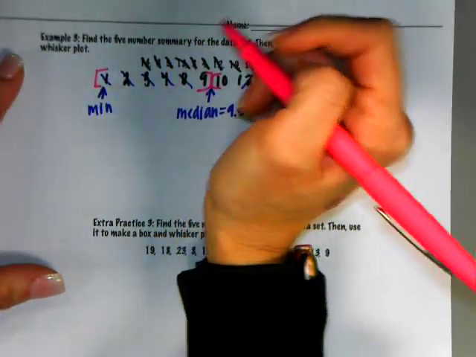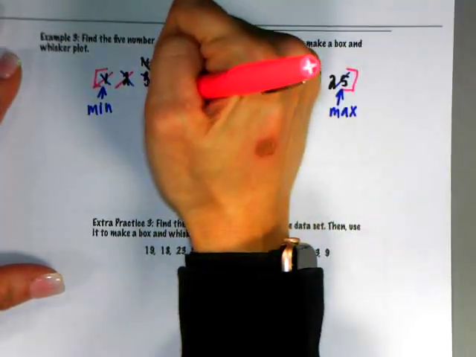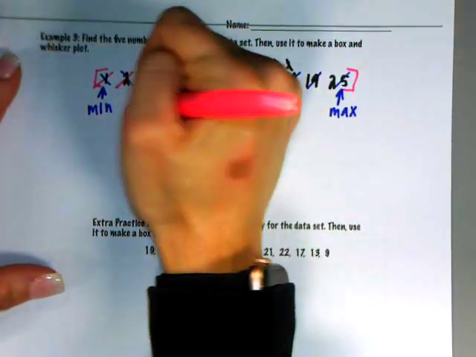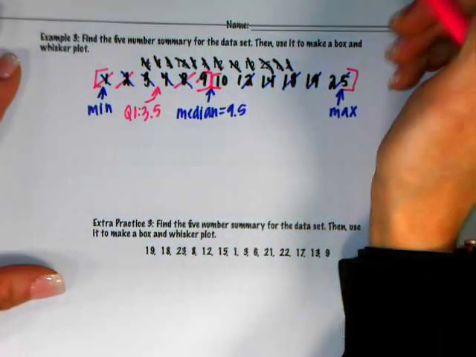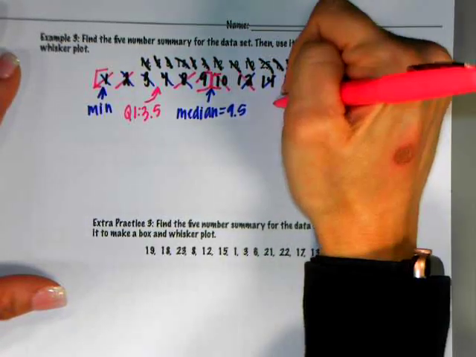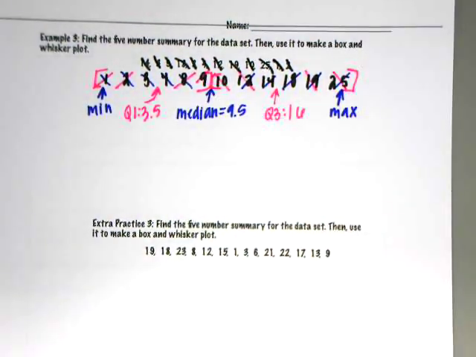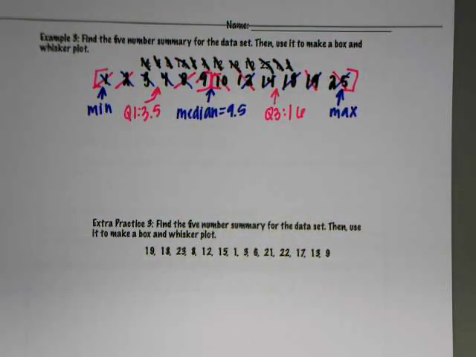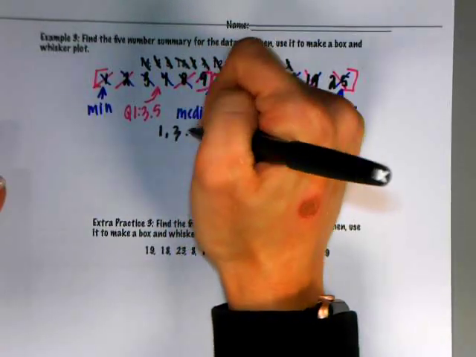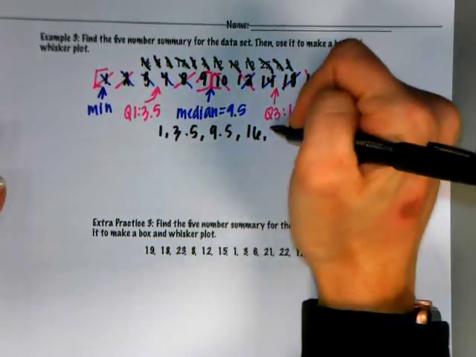So for this side, it's between 3 and 4, so what's that going to be? Yep, Q1 is going to be 3.5. And then for Q3, between 14 and 18, so what? Yep. Okay, so your 5-number summary now is 1, 3.5, 9.5, 16, 25.